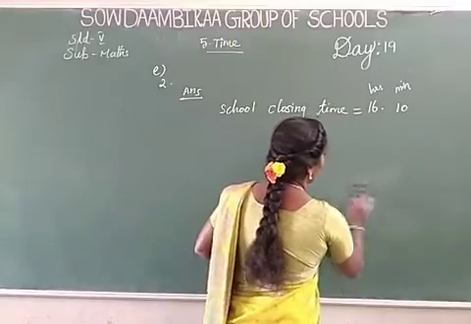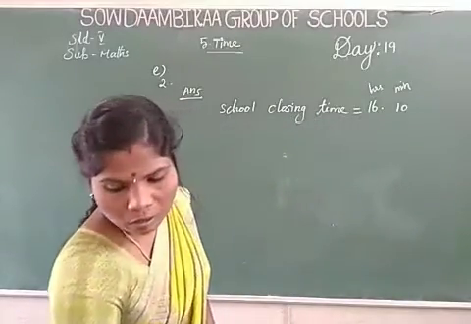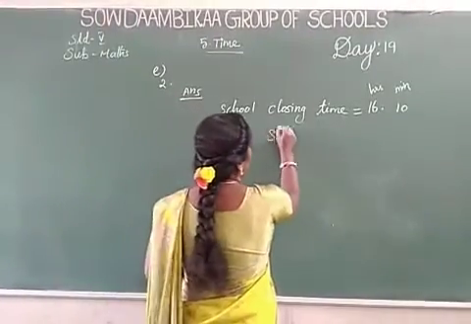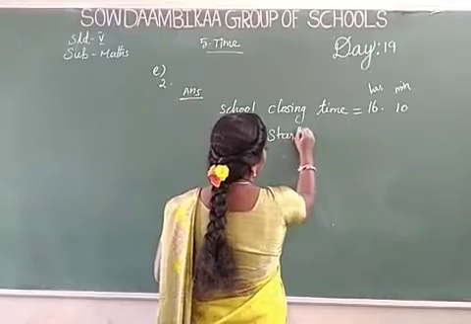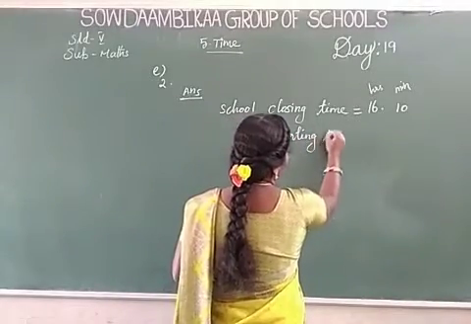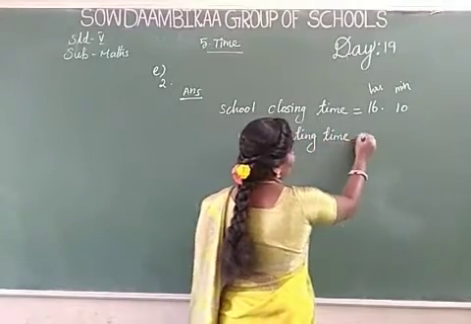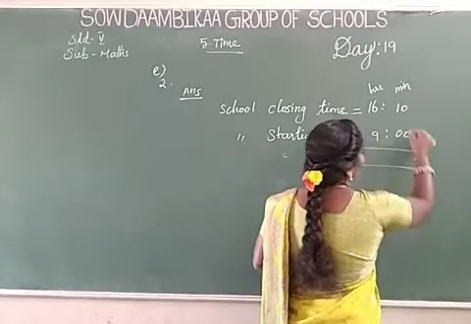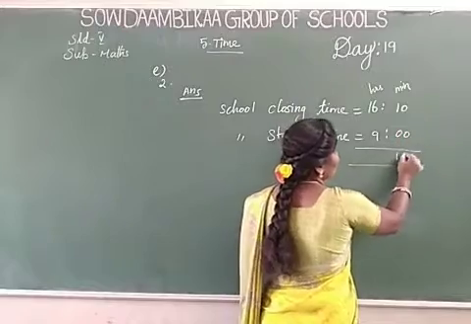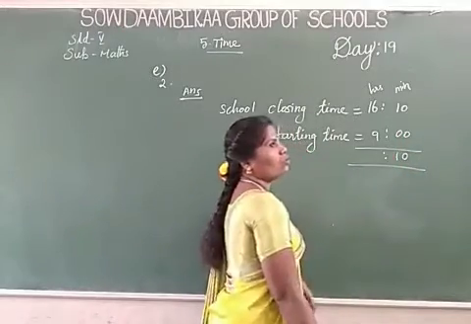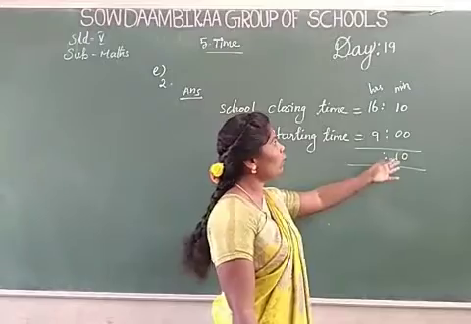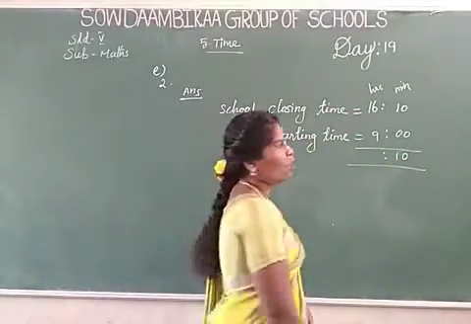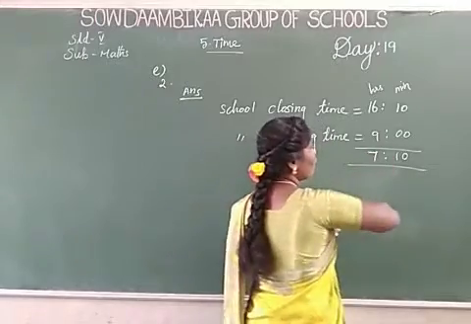School starting time is 9 o'clock. 10 minus 0 is 10. Okay, 0 minus 0 is 0. Next, 16 hours minus 9, how much? 16 minus 9 is 7.